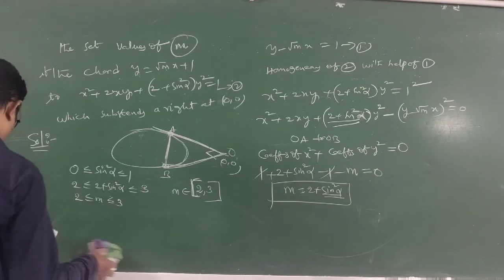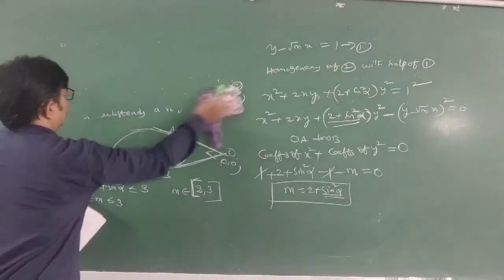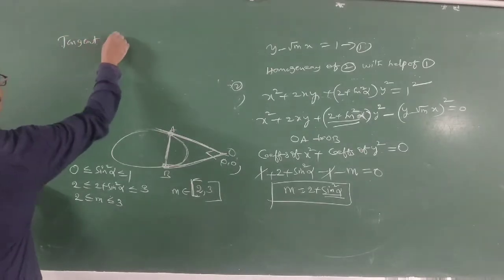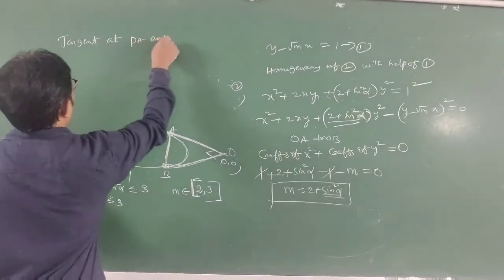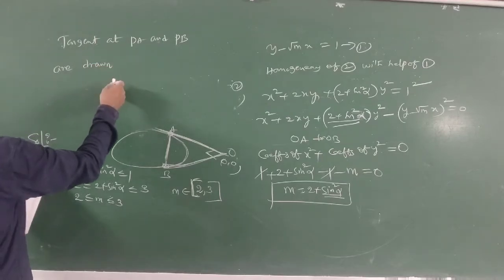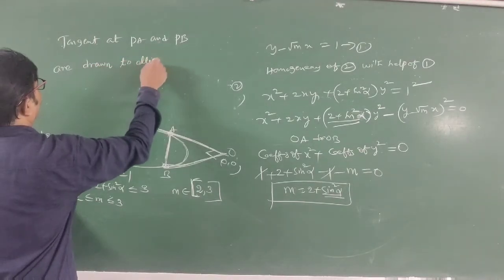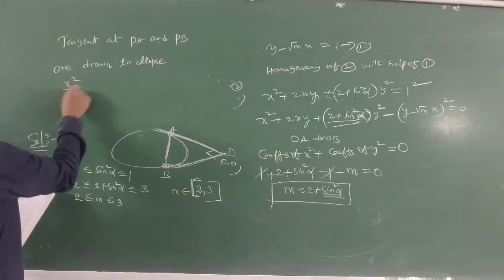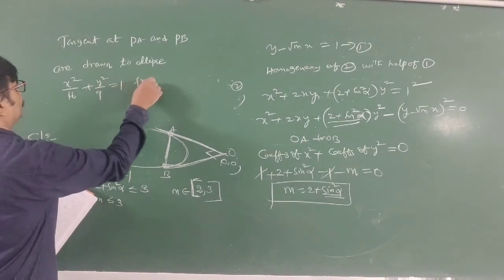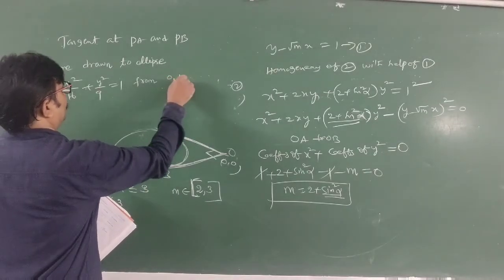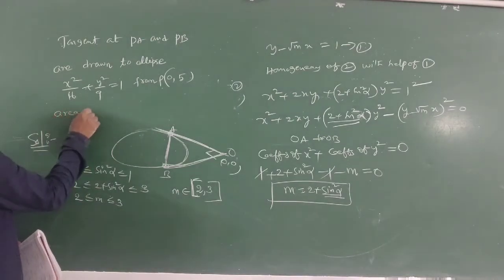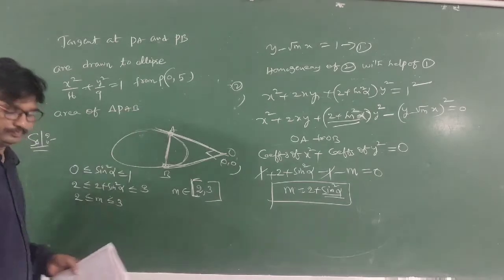Now, students, another question. The tangents at PA and PB are drawn to the ellipse x square by 16 plus y square by 9 equal to 1 from the point (0, 5). Find the area of the triangle PAB.